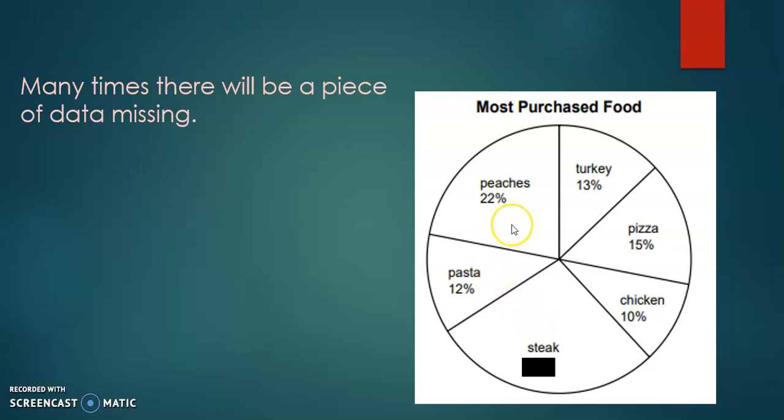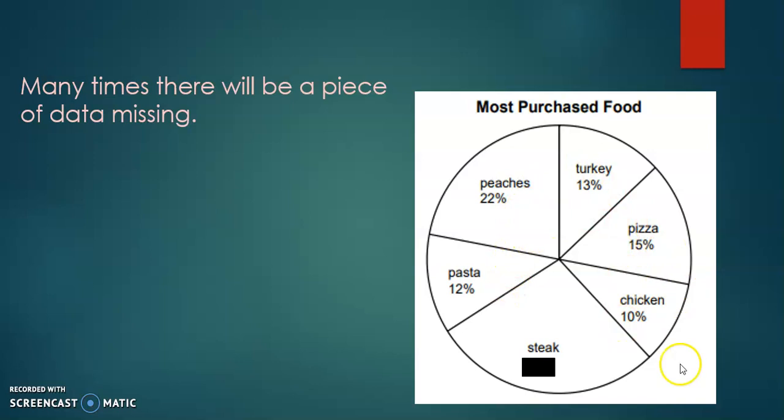So in order for us to figure that out, what we need to do is add up 12, 22, 13, 15, and 10. So if we were to add all these up, we would do 12 plus 22 plus 13 plus 15 plus 10. That gives us 72. So these 5 sections all added together equals 72%.